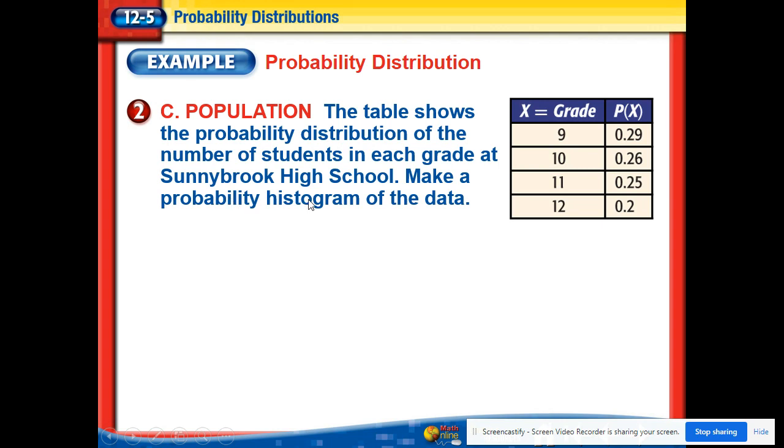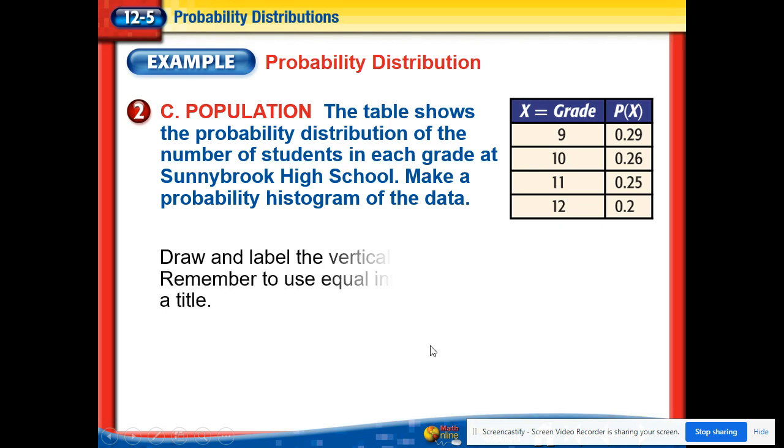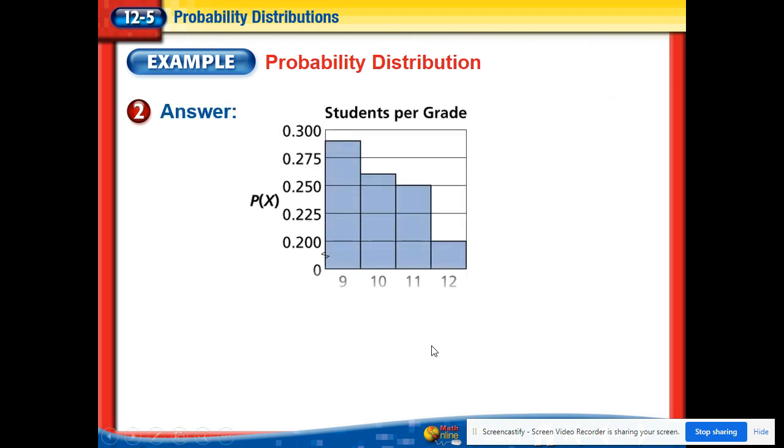Now we can make a probability histogram. A histogram, remember, is kind of like a bar graph, but it's usually on the bottom here. I'll show you in just a minute. So we're going to go ahead on the side here and have our probability going from 0 up to like 0.30. And then on the bottom here, we'll have our 9, 10, 11, and 12. So 9, 10, 11, 12, we go from 0 up to, like I said, 0.30. And we just have a bar graph.